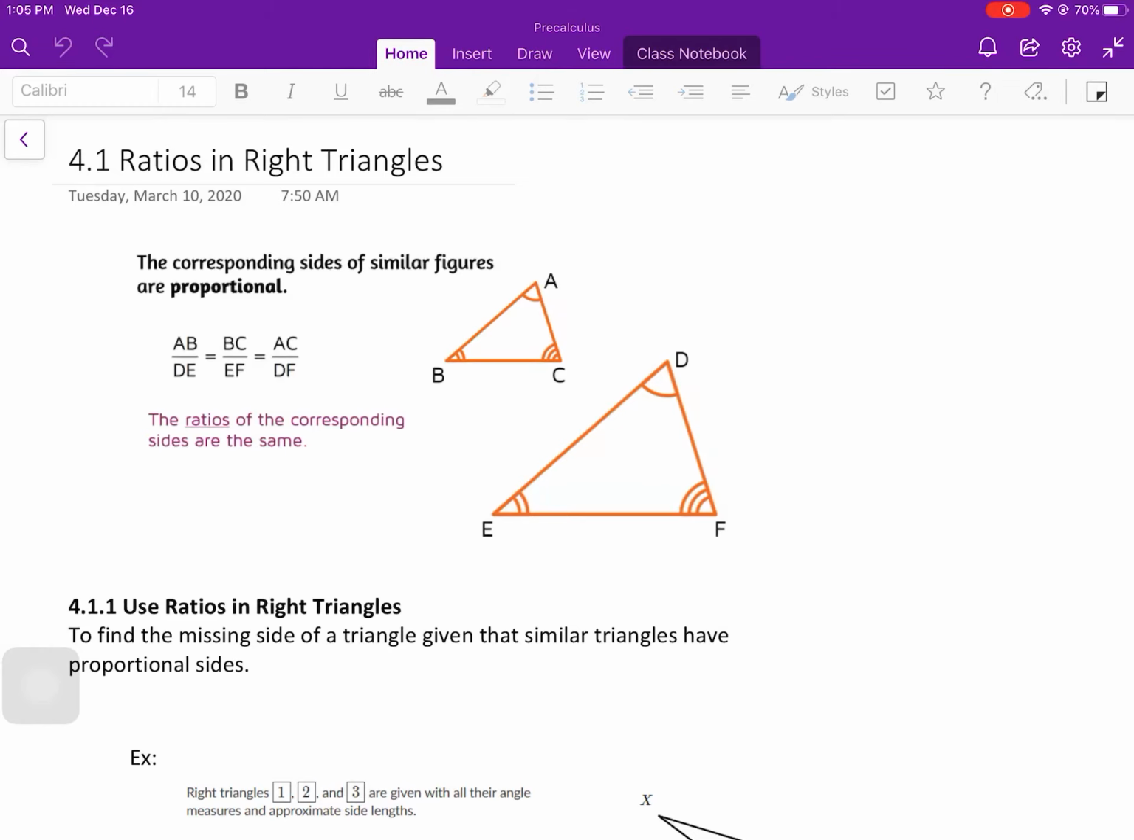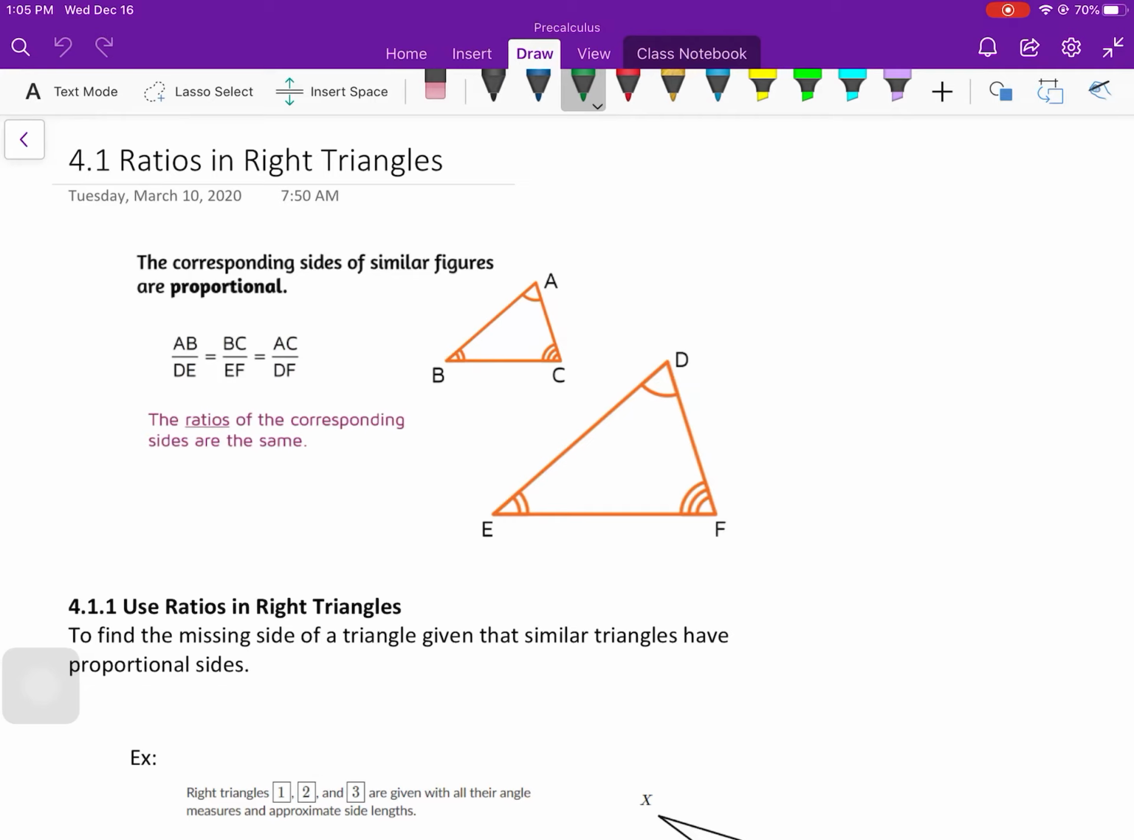Before we get into trig, this first assignment's really pushing us to understand similar triangles. So what is a similar triangle? Well, it means they have proportional sides, and proportionality is really a very important thing to understand in mathematics. It's something that you actually see all over the real world.